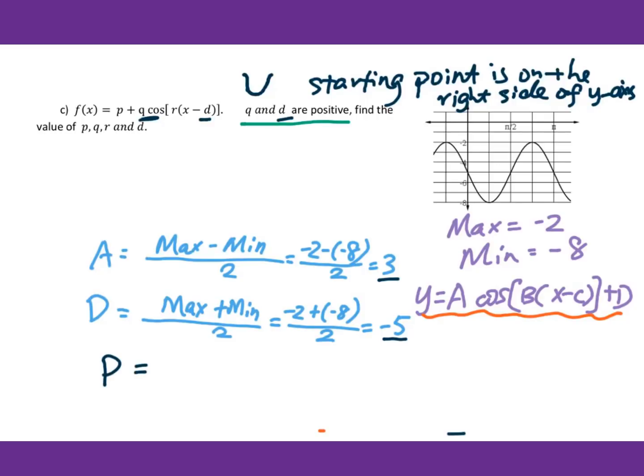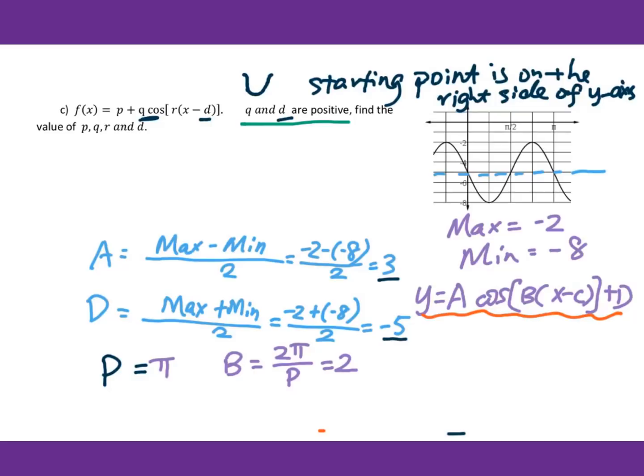For period, we got the 2 maximums. Then count the units between them, that's 4. 4 times pi over 4, that's the unit of this graph. That will be pi. Then B equals 2 pi over P equals 2.